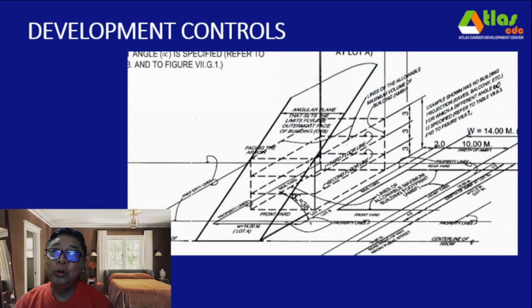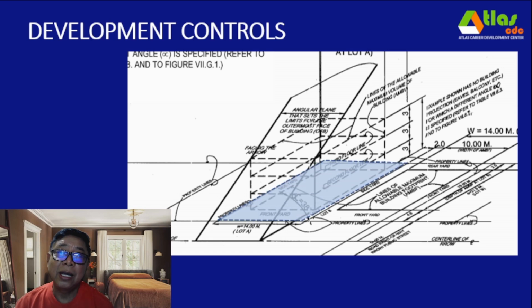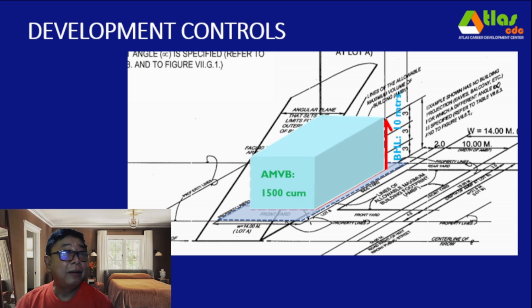So to illustrate this initial value of the AMVB, we have this axonometric drawing of your lot. We have a TLA of 301 square meters, 14 meters by 21.5. And if we draw the AMBF there at 10 times 15, or 150 square meters, and then project that AMBF to its building height limit of 10 meters, according to the table for the BHL, we will arrive at this volume, and that will be your AMVB initial at 1,500 cubic meters.